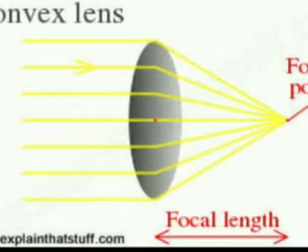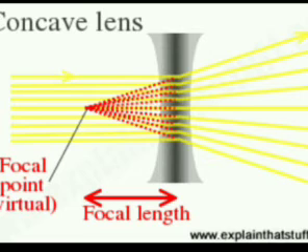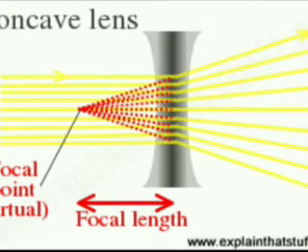Now we will learn different terms related to lenses. Focal length. What is focal length? See, this is focal length f. The distance between the focus of the lens and its pole is called the focal length.